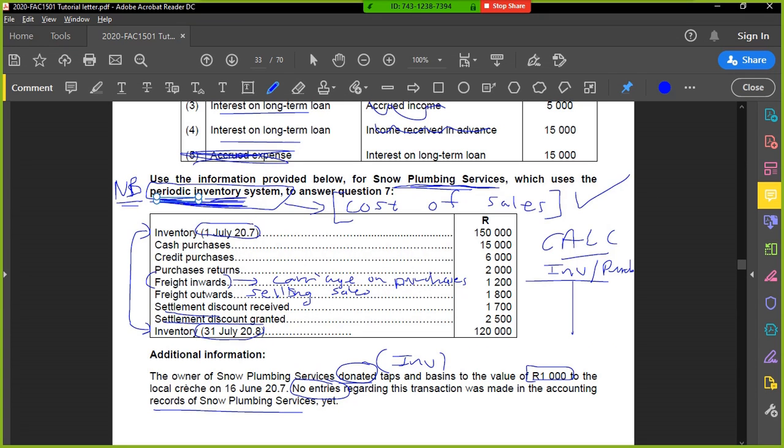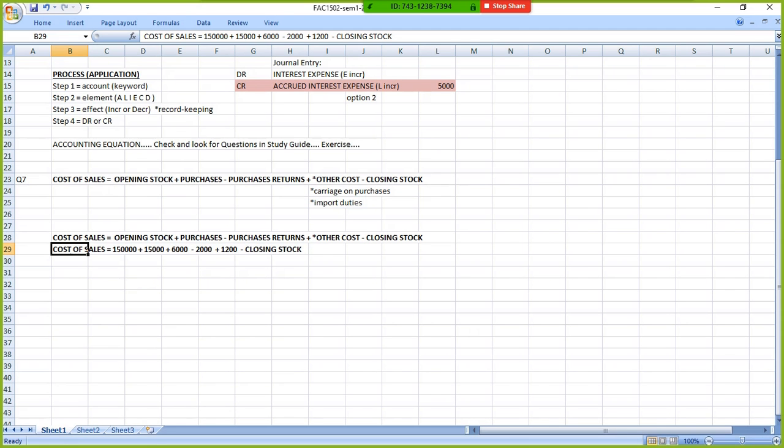Okay, discounts we spoke about. Discounts received affects who? The debtor or the creditor? It's received. It's the creditor. Good. Discounts that are received will affect the creditor. I'm just revising as we go, because had we had a question with creditors in it, we would have to look at that. Discount granted would be for the other one, the debtor. And then the last bit, 120 closing stock. Let's put that in. Closing stock, 120.